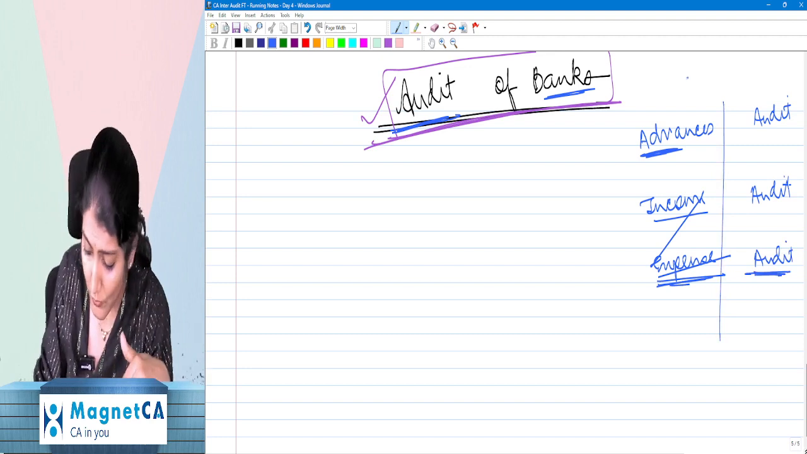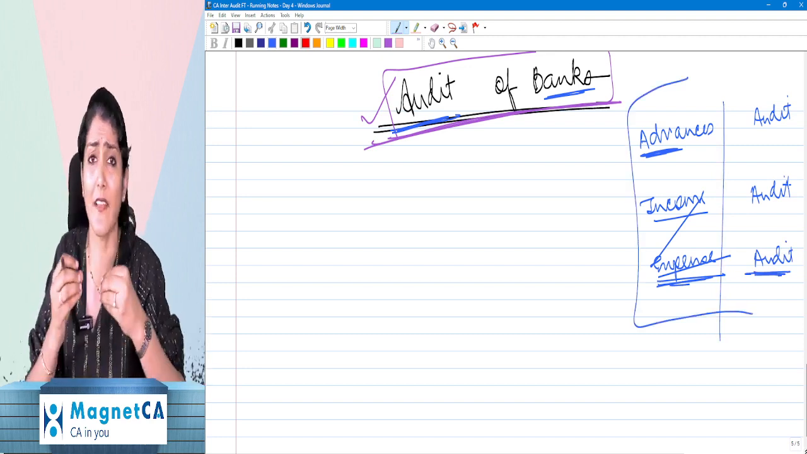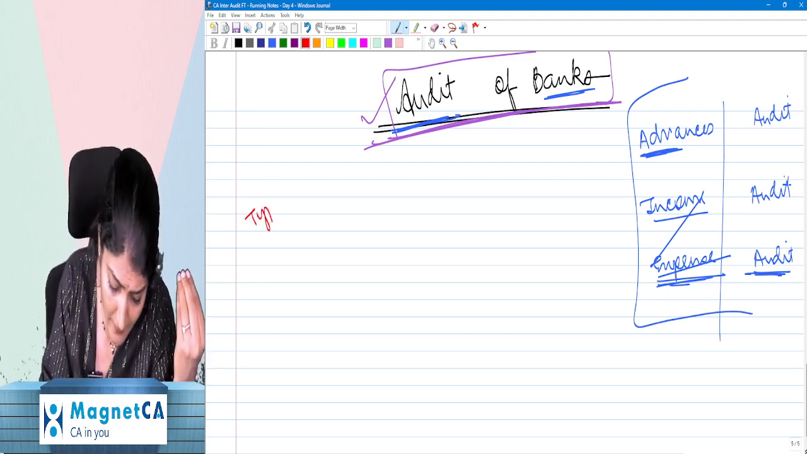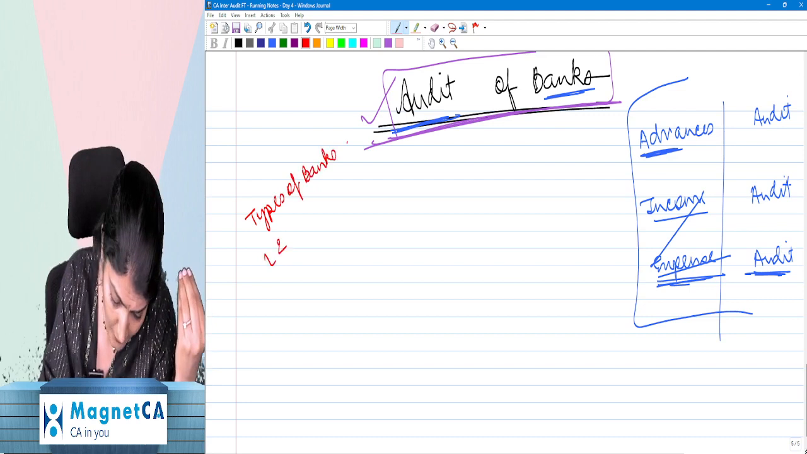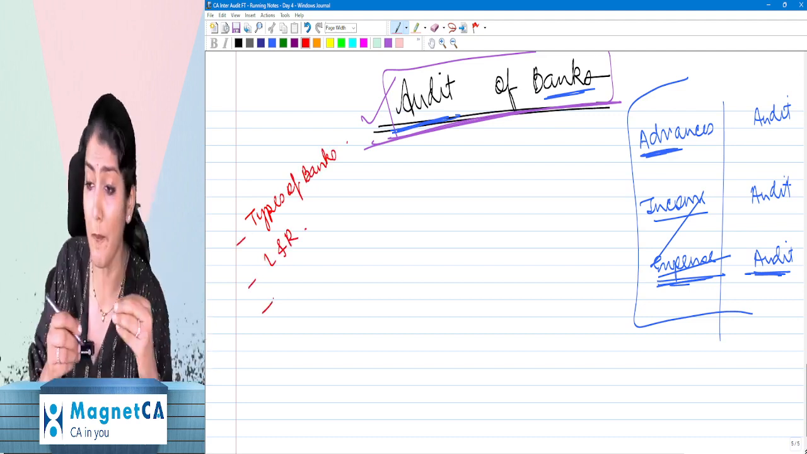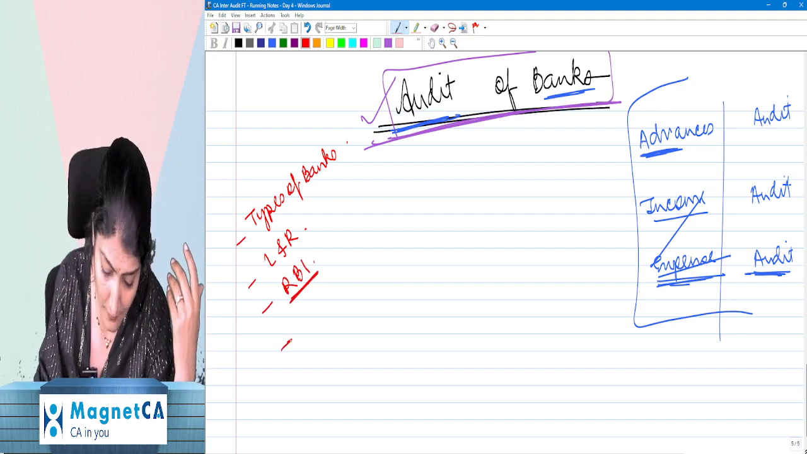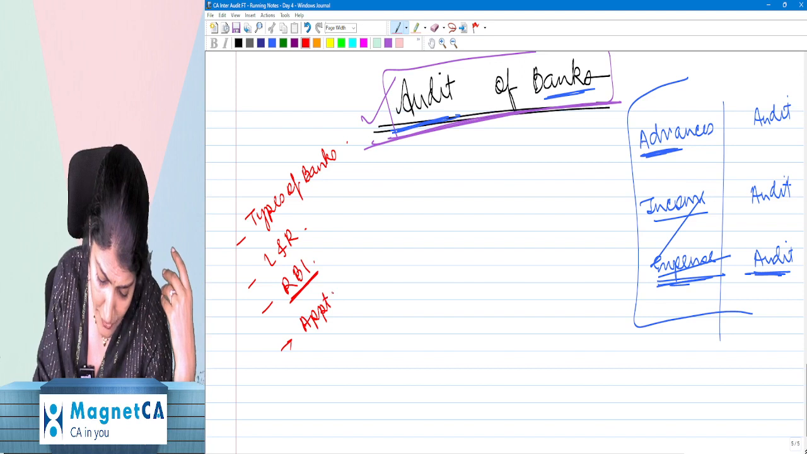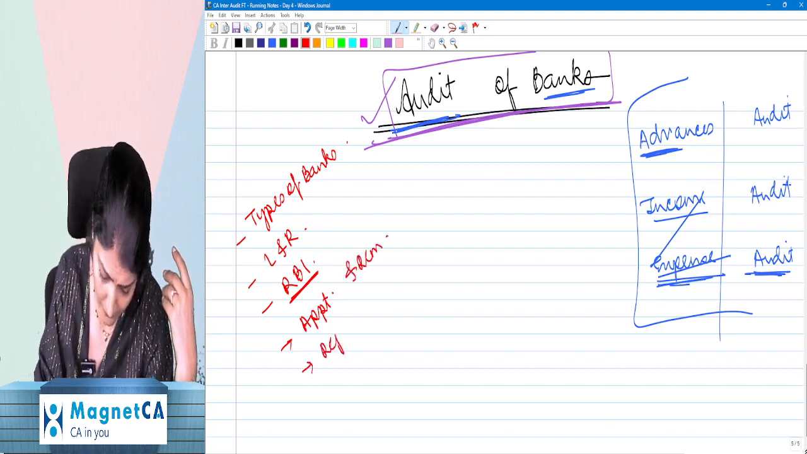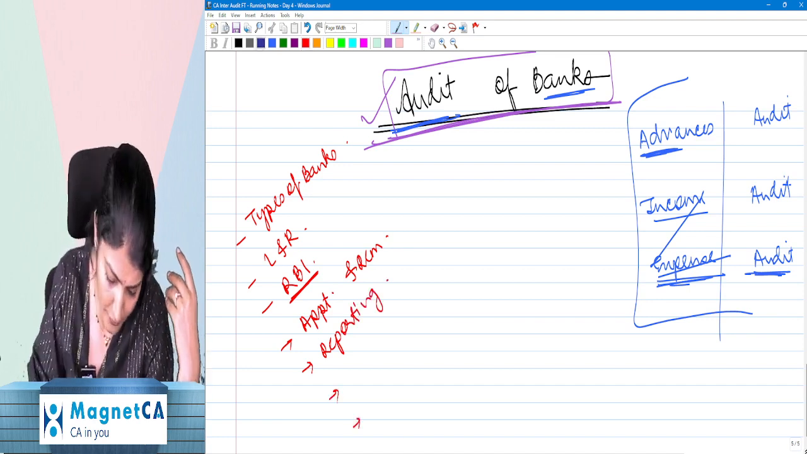But before we come to advances, income and expense, there's a lot of other theory discussion. One is regarding the types of banks. Then what are the laws and regulations applicable to banking companies. Then what is the role and functions of the RBI. Then they talk about the appointment of the bank auditor, the remuneration of the bank auditor, and also the reporting by the bank auditor. And then you have 2 more topics over there.